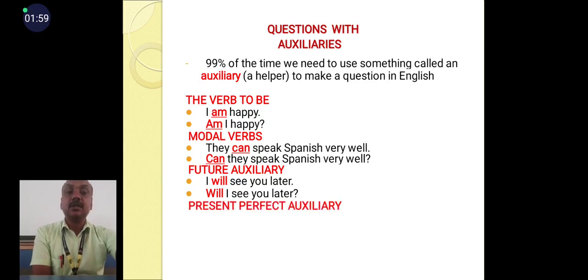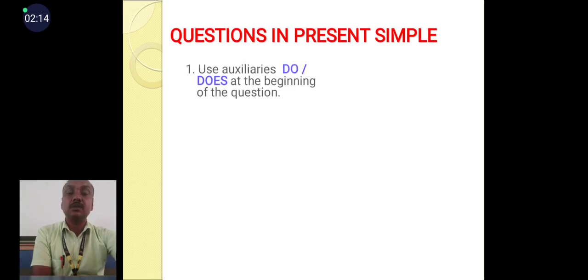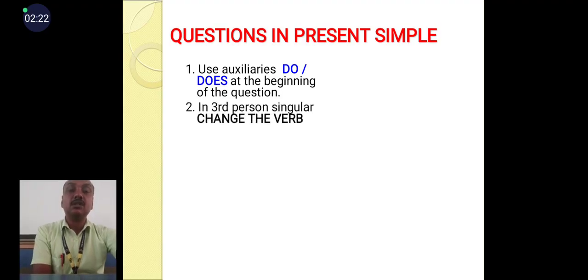Right. The present perfect auxiliary. He hasn't phoned us. The question is, hasn't he phoned us? So this is a question. Then questions in present simple, right? Usually the auxiliary verbs do and does are used in framing questions in present simple.